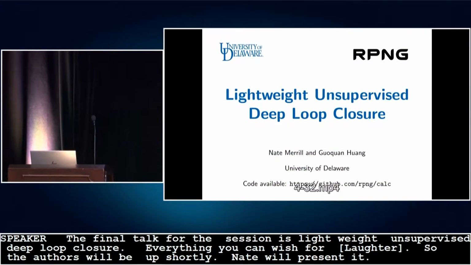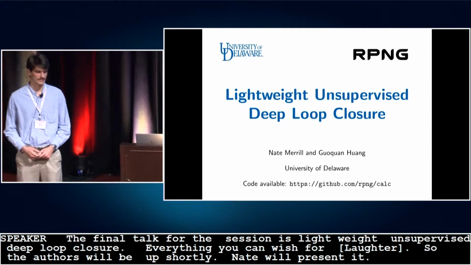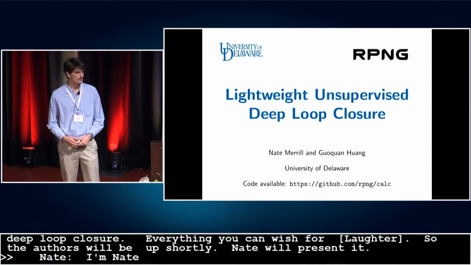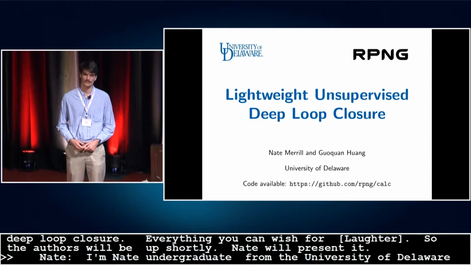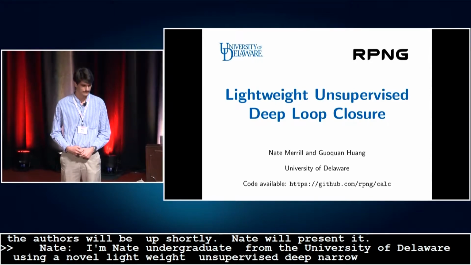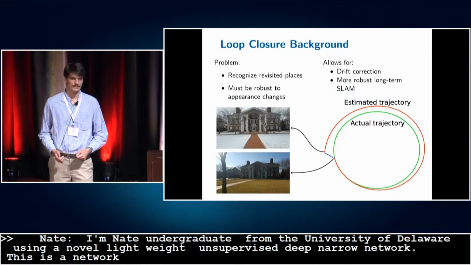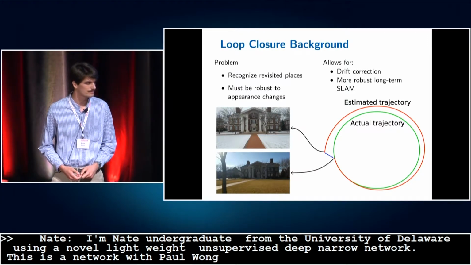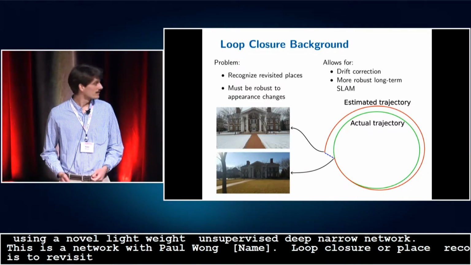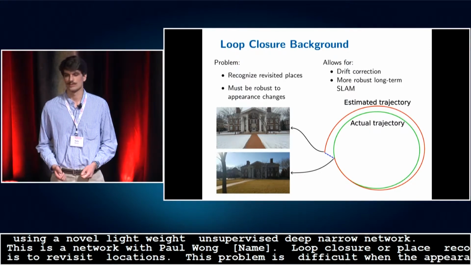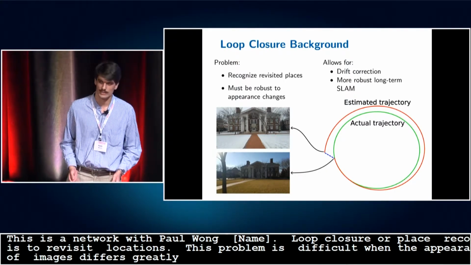Hello, everyone. I'm Nate Merrill, an undergraduate from the University of Delaware, here to present an approach to loop closure using a novel, lightweight, unsupervised deep neural network. This work is a collaboration with Paul Huang. Loop closure, or place recognition, is the ability for a robot to recognize revisited locations. This problem is difficult when the appearance of images differs greatly, but is essential to long-term SLAM, since loop closure allows a system to correct accumulated pose-estimation error.